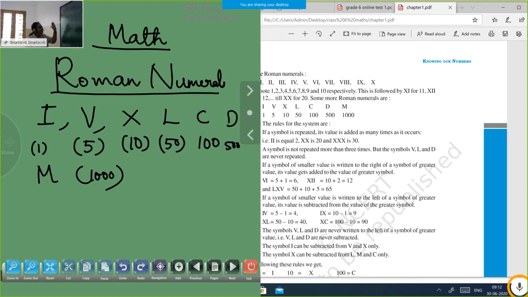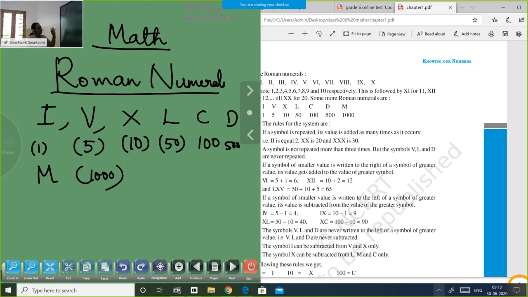The first Roman number is I. I means 1. V means 5. X means 10. L means 50. C means 100. D means 500. And M means 1000. So remember, these are the commonly used Roman numerals. These are the letters, okay? Remember that you have to learn these letters by heart: I, V, X, L, C, D, M.